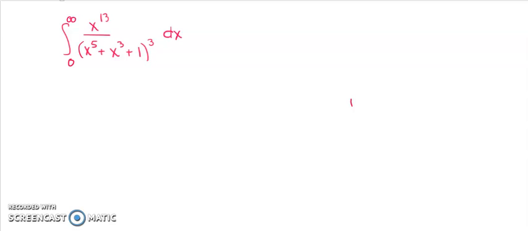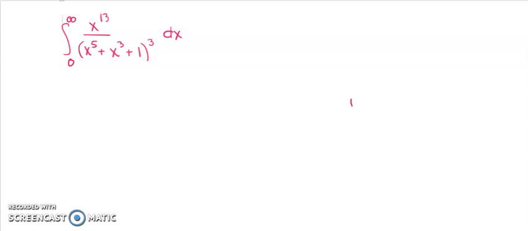So for the first one, which was the integral from 0 to infinity of x to the 13th over (x to the 5th plus x cubed plus 1) cubed, what I would do first of all is, obviously, you cannot integrate this directly. It's not an easy one to integrate. So you're going to try to bound it, either by something below that diverges or by something above that converges. My inclination is that this is going to be convergent.